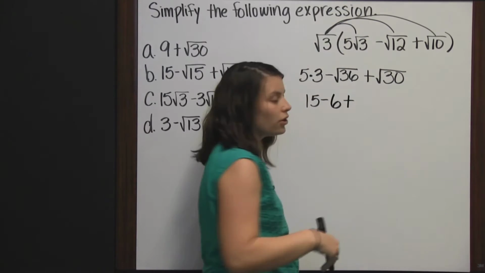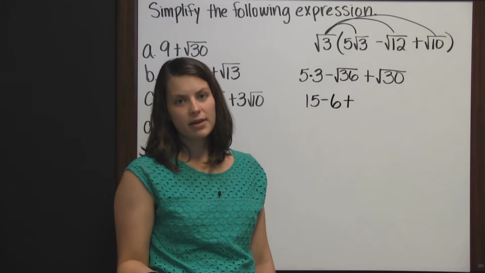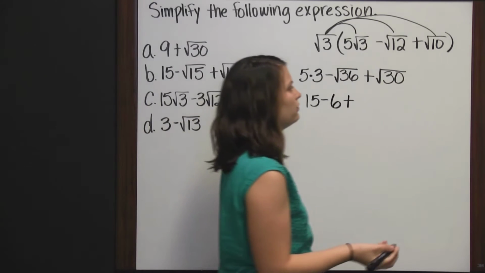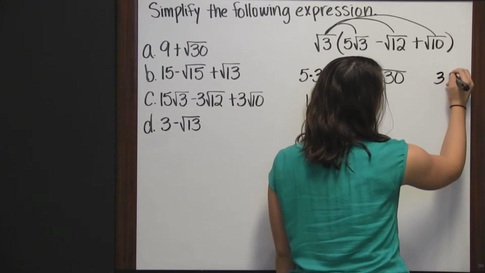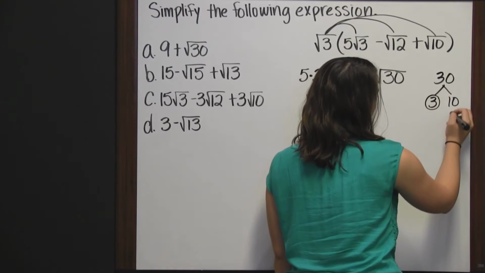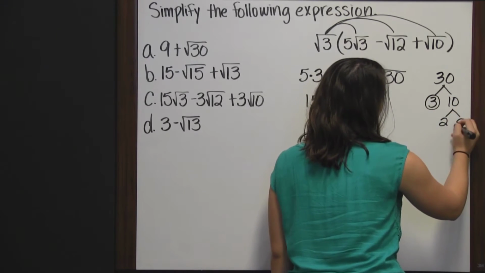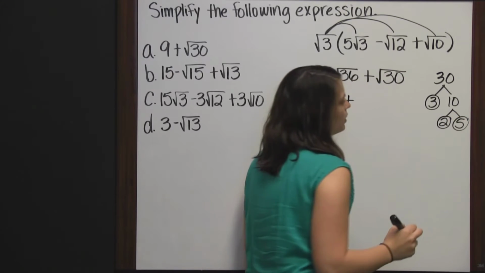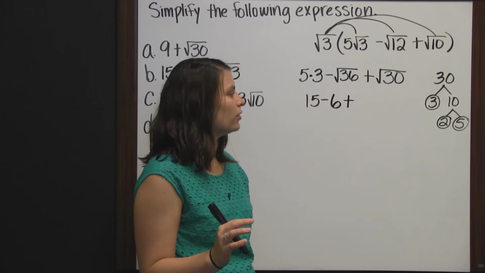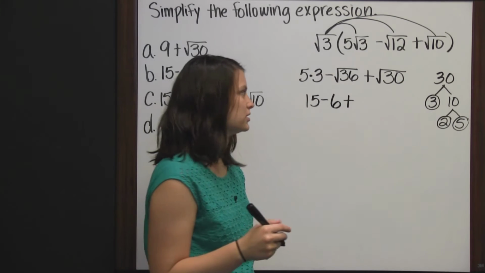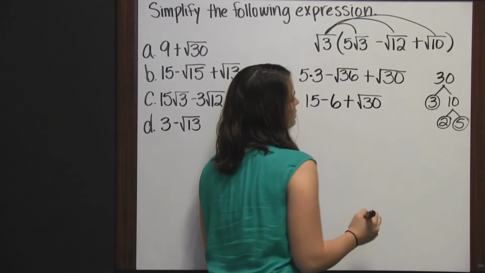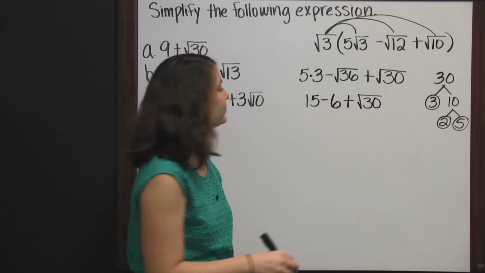Plus, now 30. You want to break down that number and see if there is any part of it that we can take the square root of. So to break it down, you can just do a factor tree. 30 is 3 times 10. 3 is prime, and 10 is 2 times 5, and those are both prime. So I have no pairs of numbers and no perfect square factors. So I can't take the square root of any part of 30. So it has to be left as just the square root of 30.